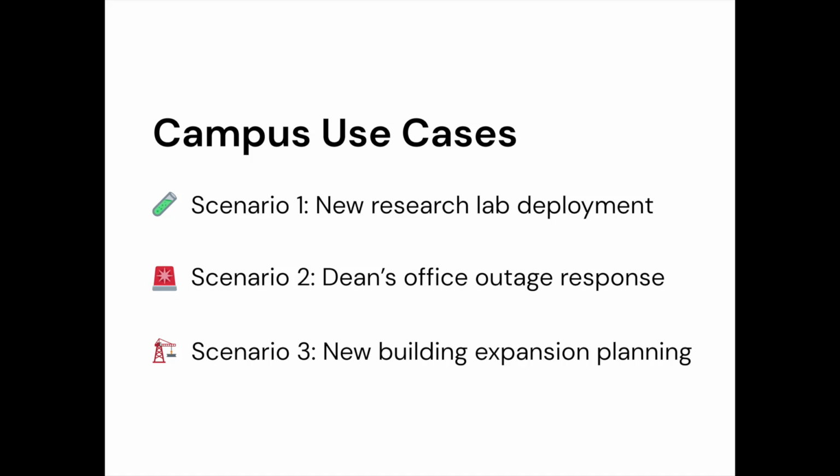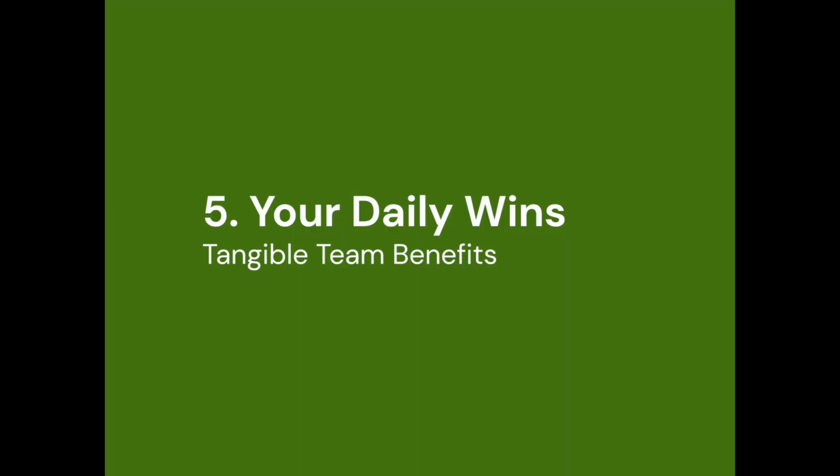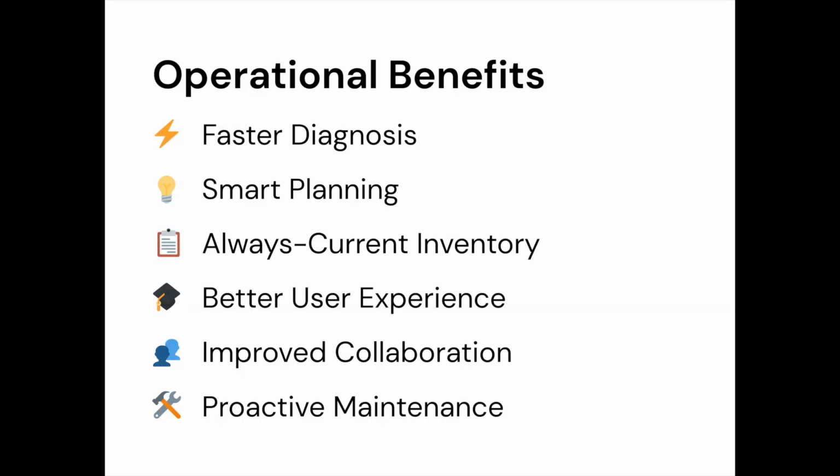And when it comes to growth, you can plan expansions intelligently because you know exactly what you have and where you have it. And all of this translates into real, tangible, daily wins for you and your teams. We're talking about fundamentally changing how you operate for the better. This means you're diagnosing problems in minutes, not hours. You're making smart planning decisions based on real data, not guesswork. Your inventory is always up to date. And the most important part? It all leads to a much better, more reliable experience for your students, faculty, and staff. Your teams can actually collaborate, and you can finally shift from being reactive to being proactive with your maintenance.